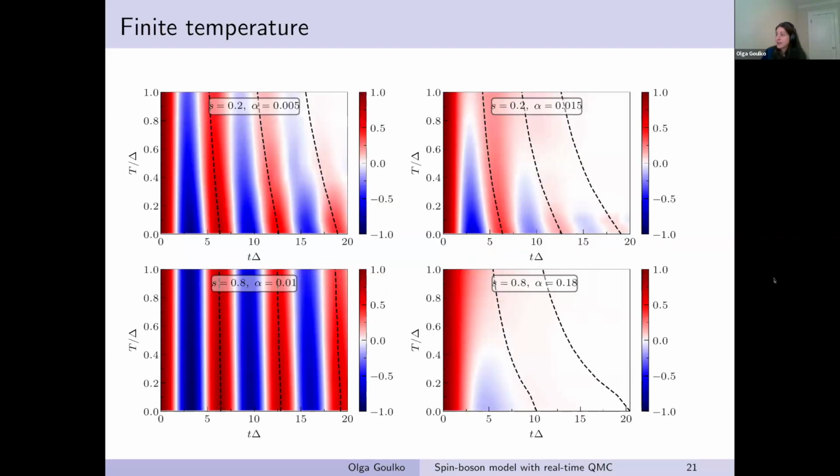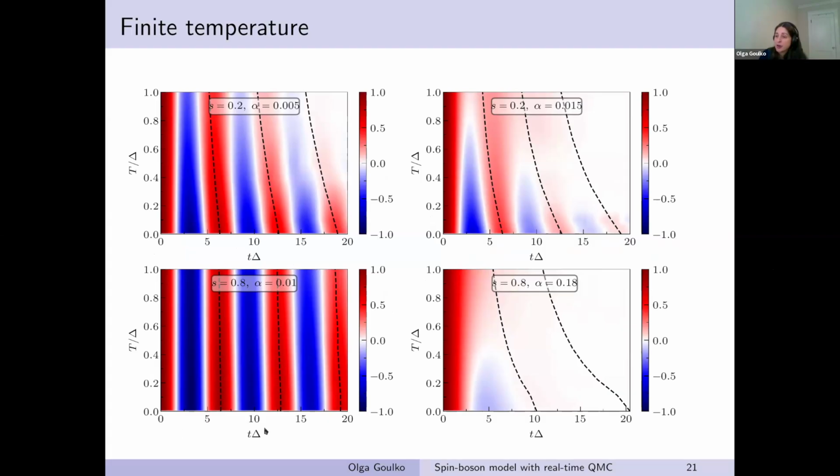And now finally, in the last part of my talk, I want to show you some preliminary results at finite temperature that we will hopefully have out on the archive soon. As I mentioned, we can use this method across all values of temperature, and it works well at low as well as at high temperature. And it's interesting to see how the dynamics changes as we increase the temperature.